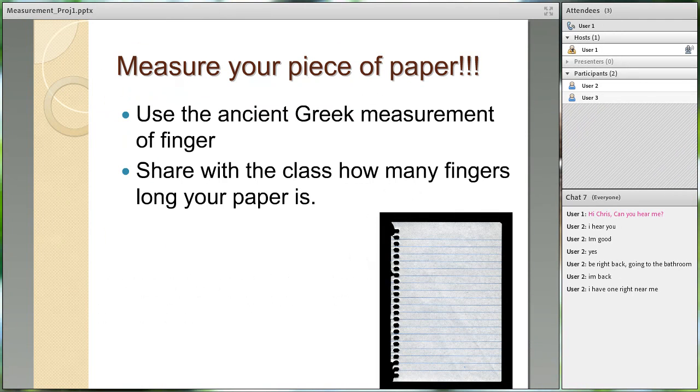So what I would like you to do is we're going to use the ancient Greek measurement of your fingers. So we're going to do the width of your finger, and I want you to tell me how many fingers long your paper is. So I'll give you a few minutes. We're going to do the length, the long side of the paper, and try to measure how many fingers if you're doing the width of your finger.